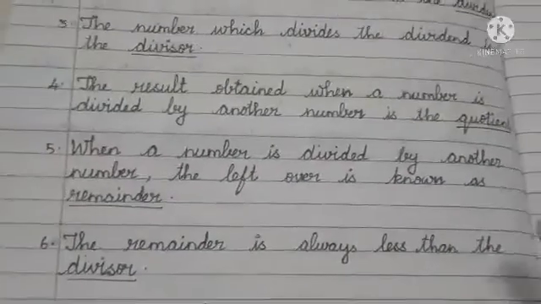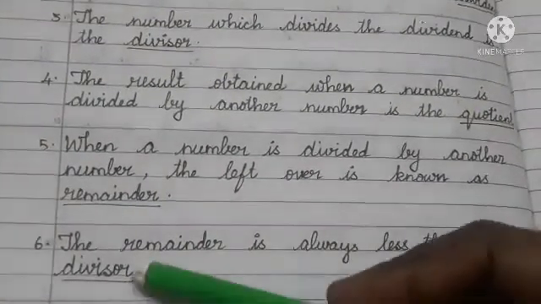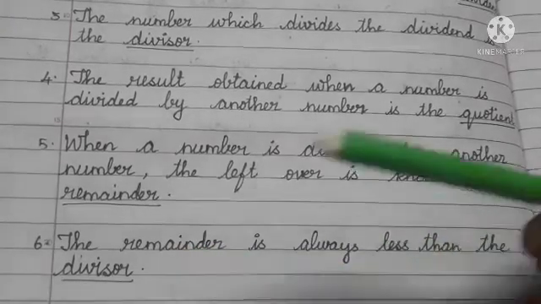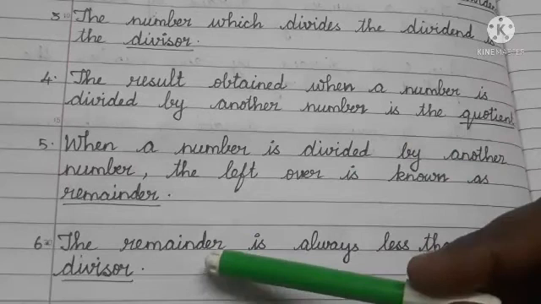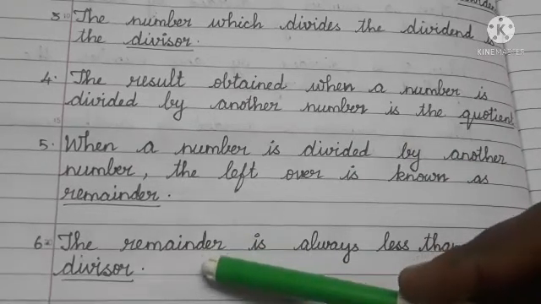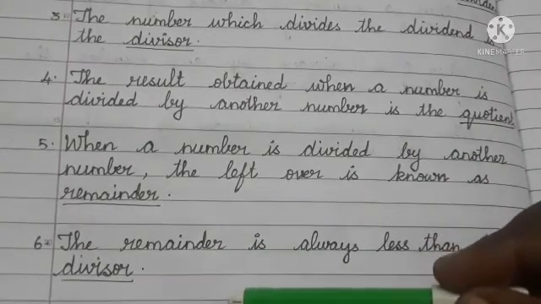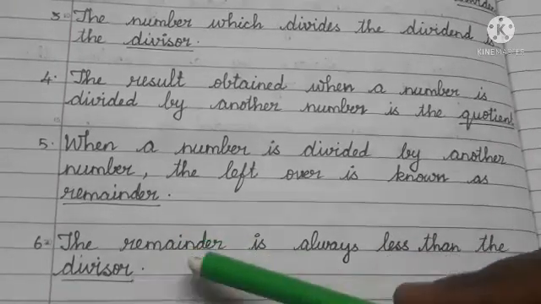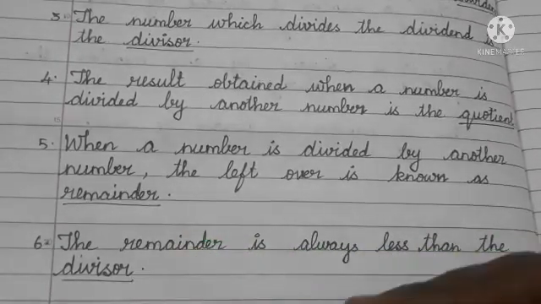Look at the next one. The remainder is always less than the divisor. When you get the leftover number, that number is called the remainder. The remainder is always less than the divisor.